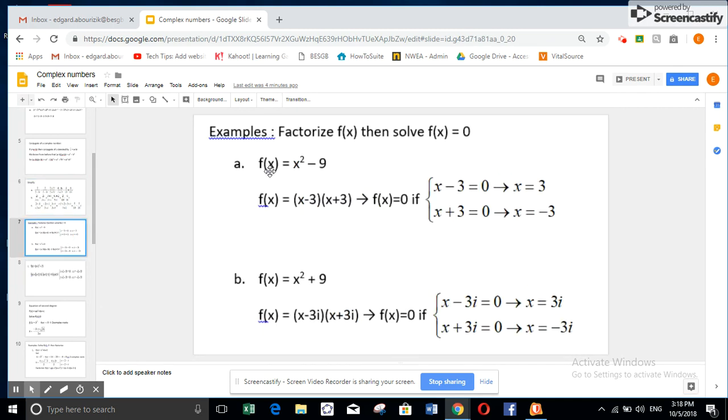Factorize, we talked about it in the first video. x² − 9 is (x − 3)(x + 3). You already know this from elementary classes. Here we're factorizing in the reals, not in complex. However, if you have x² + 9, you all know x² + 9 is of the form a² + b². So I write it as (a − ib)(a + ib), so (x − 3i)(x + 3i). If you equate it to 0, you have x = 3i or x = −3i.